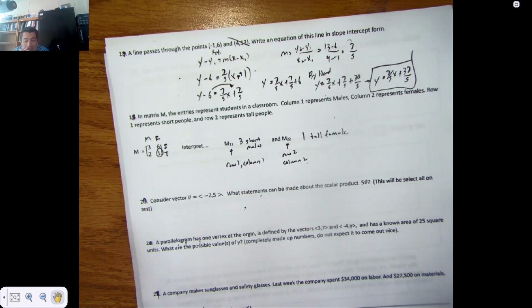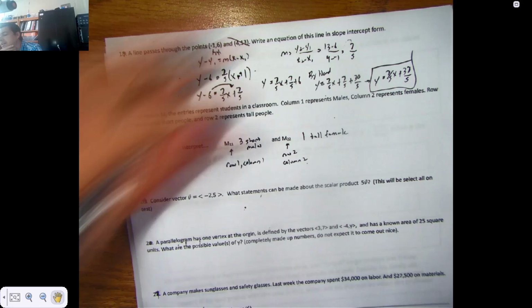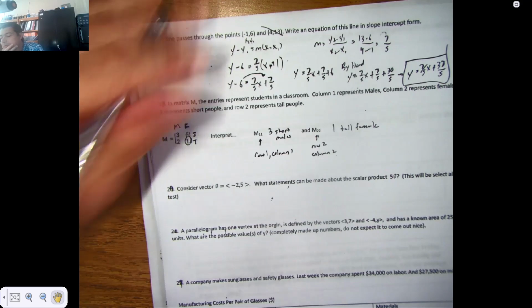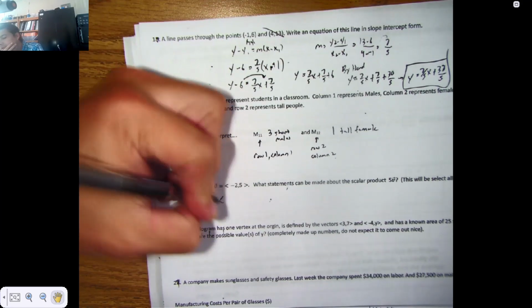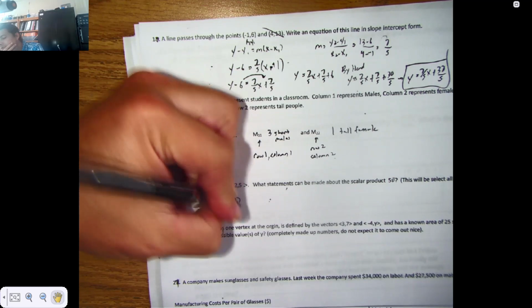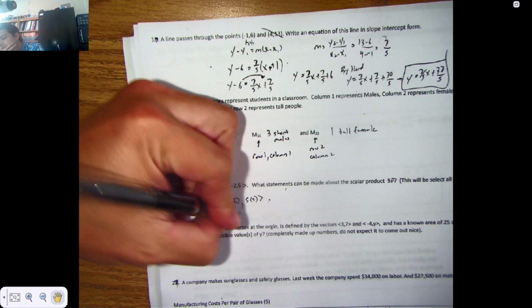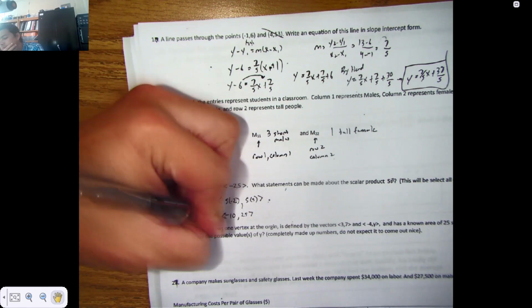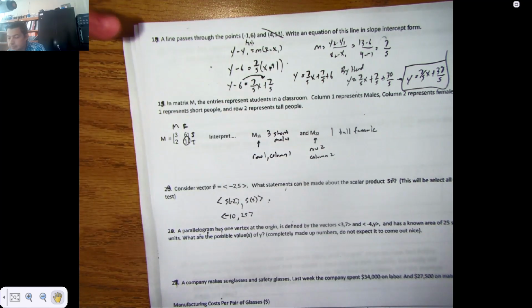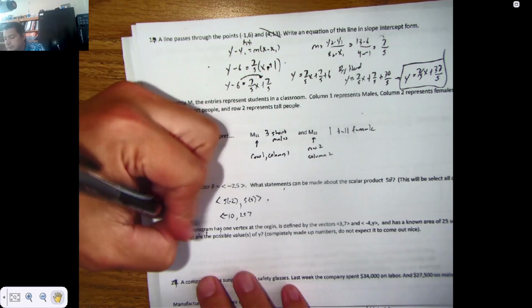God love you. All right, you're supposed to find the scalar product, 5 times vector v. That would be 5 times a -2 followed by 5 times a 5, which is (-10, 25). That's what she is. That's the component form.